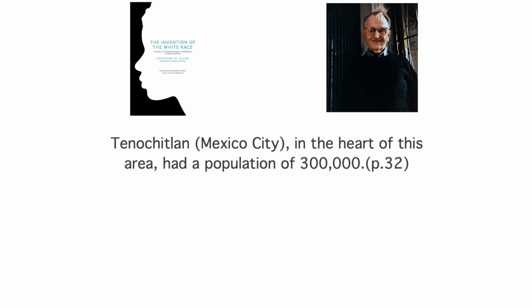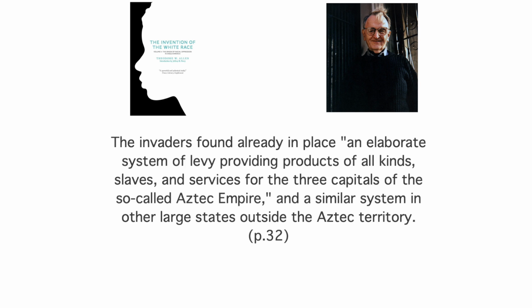Tenochtitlan, Mexico City, in the heart of this area, had a population of 300,000. The invaders found already in place an elaborate system of levy providing products of all kinds, slaves and services for the three capitals of the so-called Aztec Empire, and a similar system in other large states outside the Aztec territory.